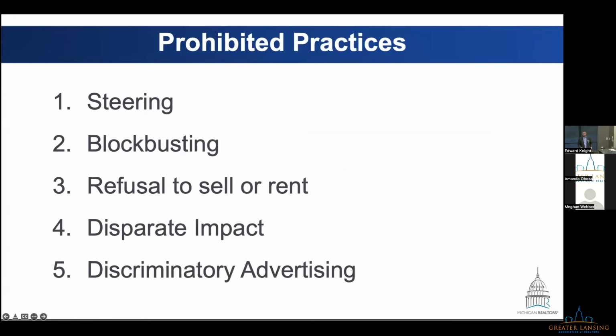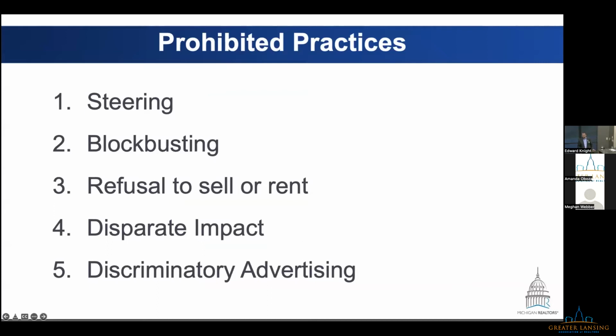So, prohibited practices for the protected classes. Steering. We should all know that that is pushing a client to buy or to not buy in a designated area based on one of the protected classes, such as race, orientation, marital status, disability, etc. More than likely, it's going to be unintentional steering because we believe that it's best for the client. Again, Code of Ethics violation, fair housing violation.